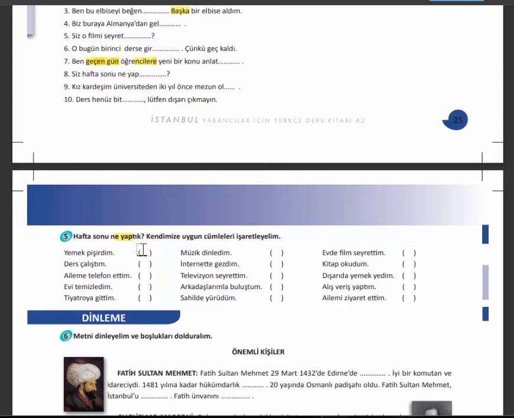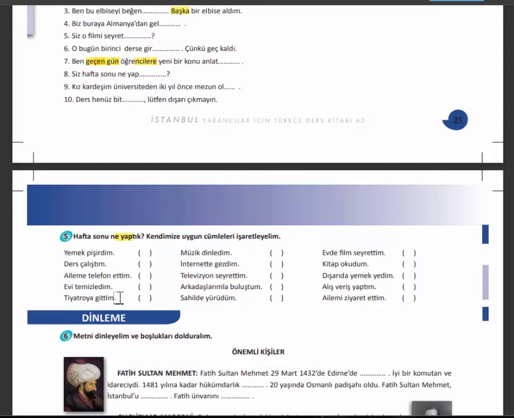For example, we mark for this one. Yemek pişirdim. I cooked food. Did I? If yes, you can write evet, or if you didn't do this, then you can write hayır. Yemek pişirdim. I cooked food. Ders çalıştım. I studied the lecture. Aileme telefon ettim. I made a telephone call to my family. Evi temizledim. I cleaned the house.